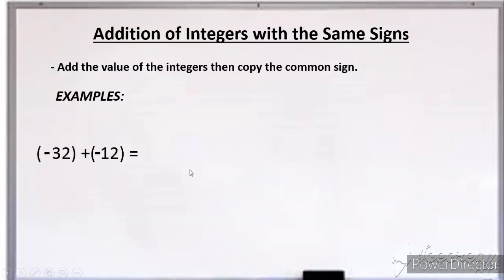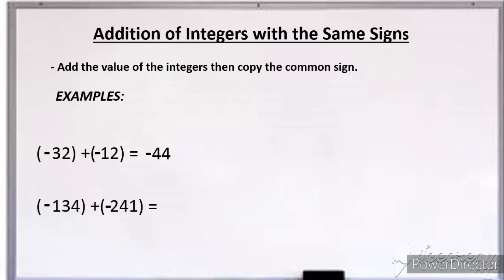Now let's proceed to negative. So negative 32 plus negative 12. So they are both negative, so they have a common sign, negative. So you have to add 32 plus 12, and that is 44, and then copy a negative sign because that is the common sign of the two numbers.